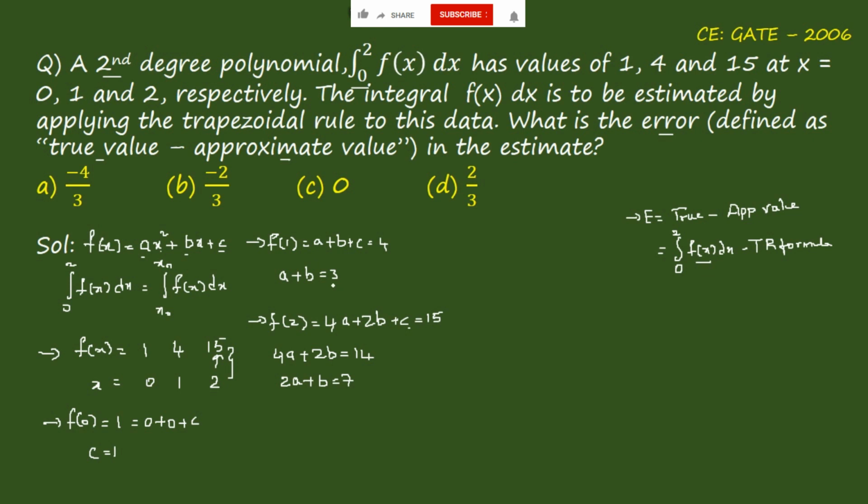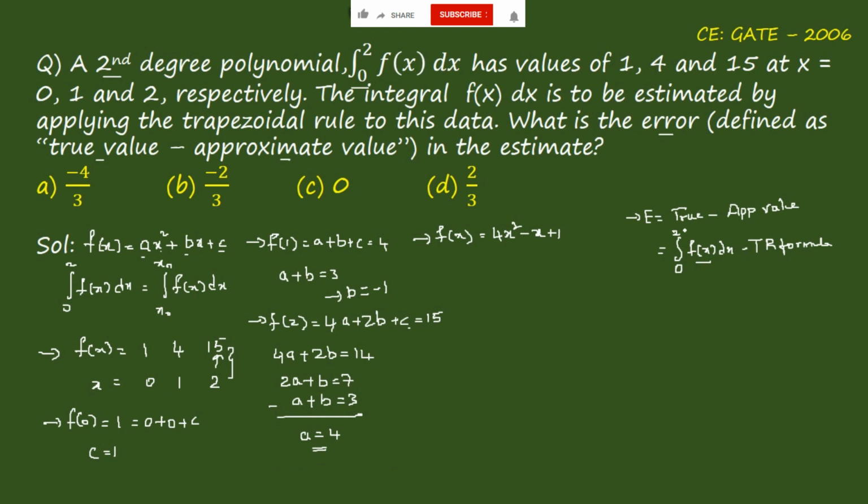But we know that a plus b is equal to 3, so we can get the values of a and b here. Subtracting, we get a equal to 4. Again, if a is 4, then from here b is equal to minus 1. So we have got the function f(x). We can say f(x) is equal to ax square, which becomes 4x square, and b is minus 1, so it becomes minus x, plus 1.